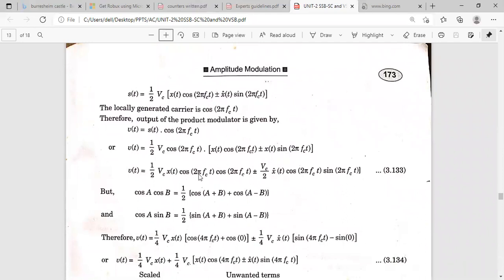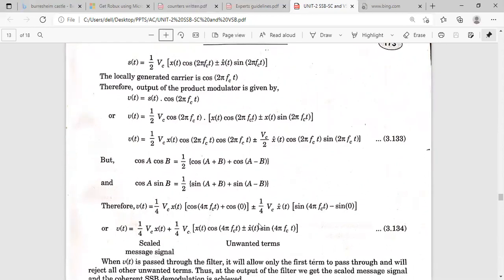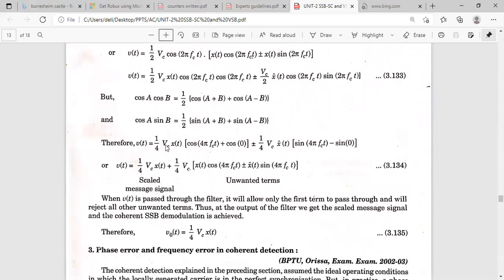So what is this one? cos² 2πfct, you can write (1 + cos 2θ)/2, and this is cos a sin b. For cos a sin b, this is the formula. You can write (sin(a+b) + sin(a−b))/2. Okay, and after multiplying and substituting, finally what you will get, v(t) is like this. And here these are the unwanted terms.